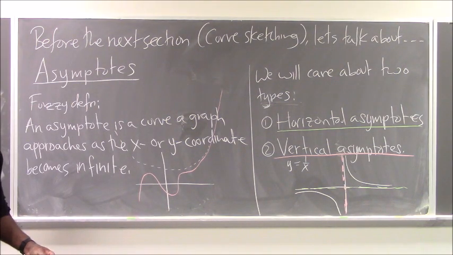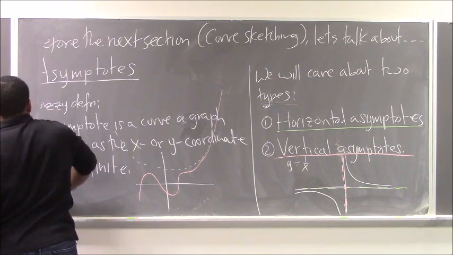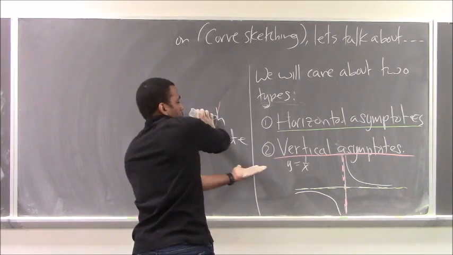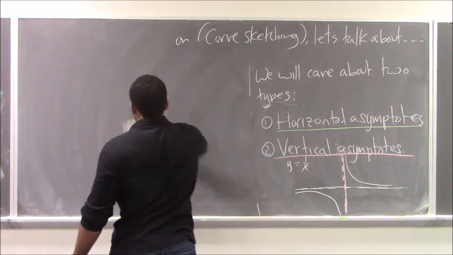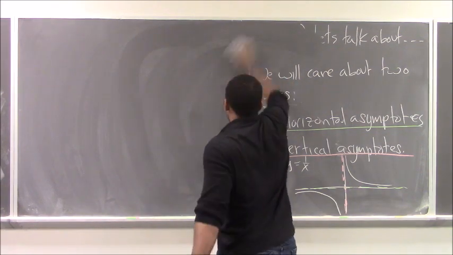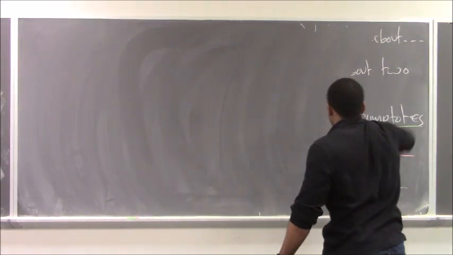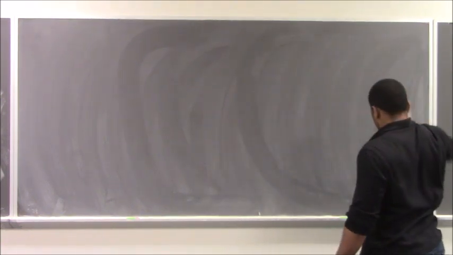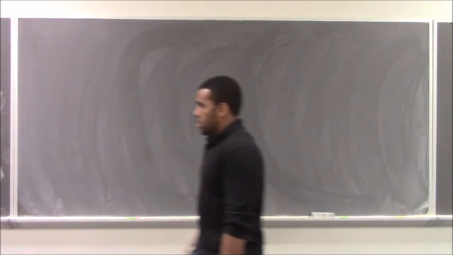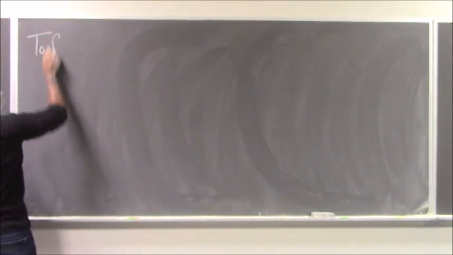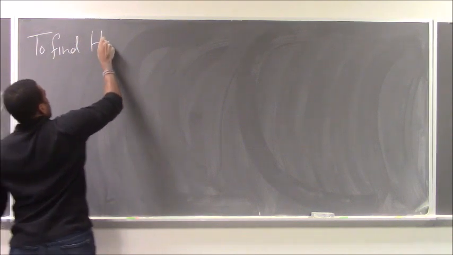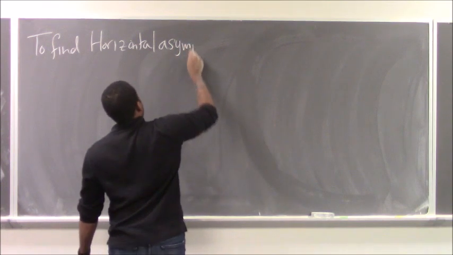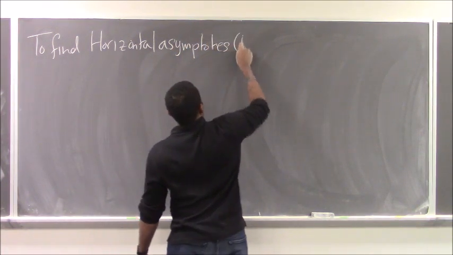Now I want us to know how to find them or identify them. For some graphs you'll know right off the top of your head what they are, like with y equals 1 over x, because it's a very familiar graph to you. But what if I ask you about something that's not so familiar? How are you going to find these? So let's talk about how to find horizontal asymptotes. Let's call it HA.